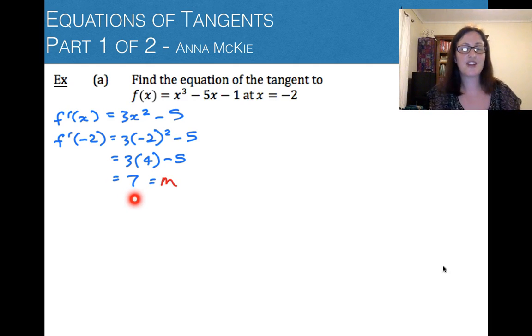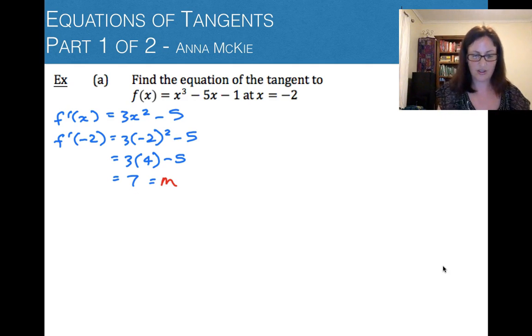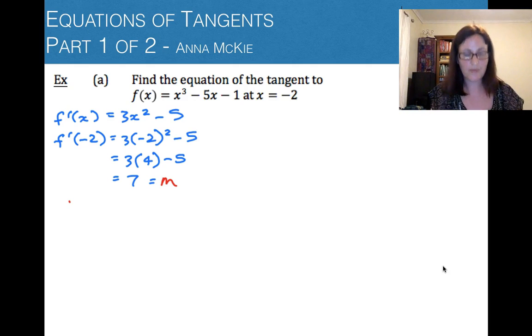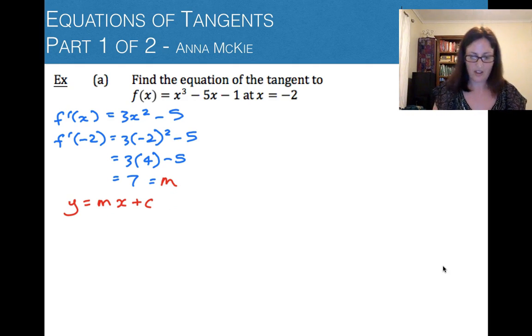So we're going to go ahead and use the formula y equals mx plus c to find the equation of a straight line. So I'll just refresh our memories here. Y equals mx plus c, where m is the slope at a given point. Sorry, my iPad's a bit slow today, and we've already found m. So let's substitute that in. Y is equal to 7x plus c.